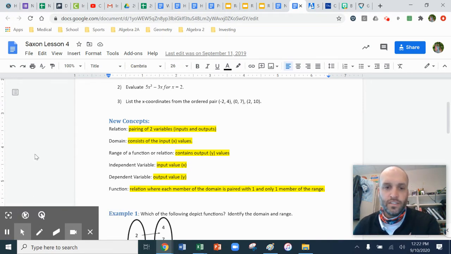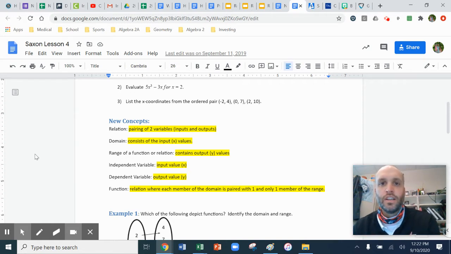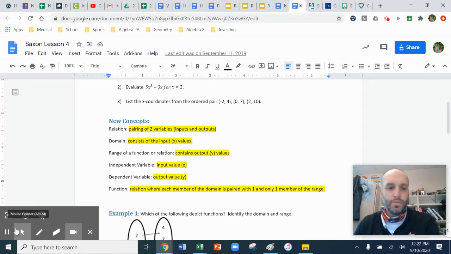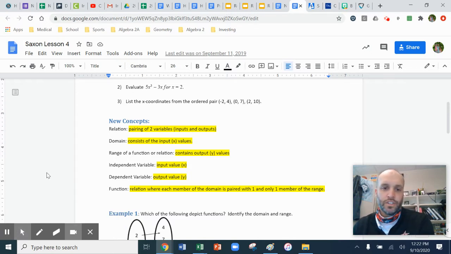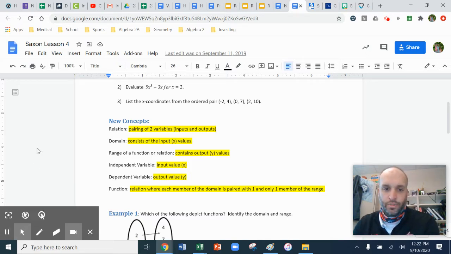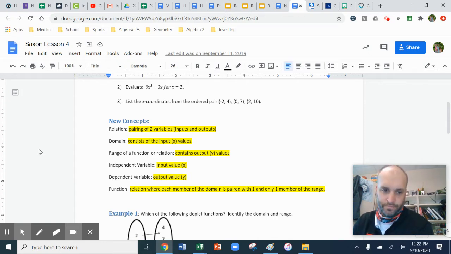Your domain would consist of the input value. So in that situation, that would be the amount of pounds of grapes that you buy. The range of the function is your output values, and that would be the cost. So you input how many pounds you buy, and then you output the cost of the grapes. The input value is designated with the letter X, and that is also called the independent variable. The dependent variable is indicated with the Y, which represents your output. So we can call the independent variable an input or an X value. The dependent variable is an output and also considered a Y value.